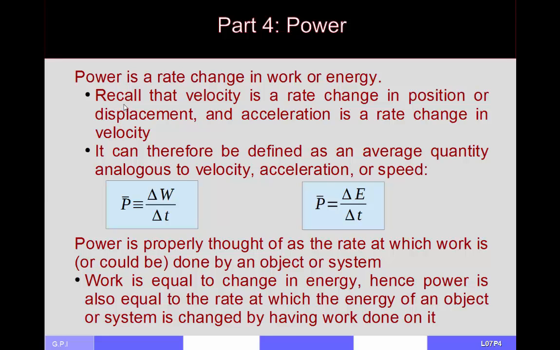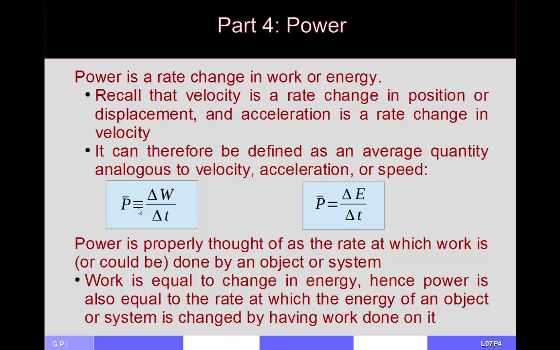So recall from our second set of lectures that velocity is a rate of change in position or displacement, and acceleration is a rate of change in velocity. So we can therefore, by combining these two statements, give a mathematical definition for an average power, and it's going to look kind of analogous to how we defined average velocity or average acceleration or average speed, etc.